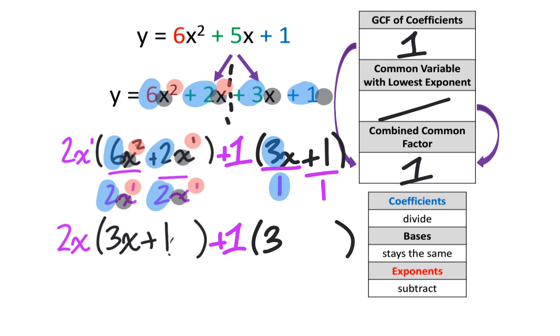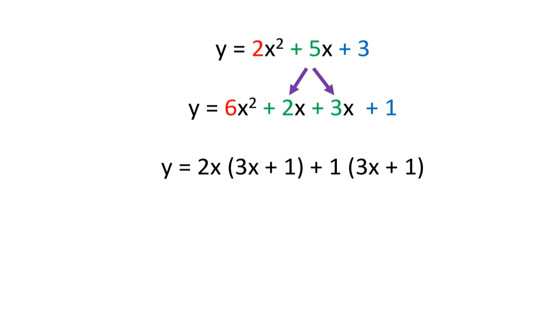Next, we want to take a look at the bases. Well, there's a base of x here, and there is no base down there. But bases stay the same, so that's just going to remain x. And last but not least, we're going to take a look at the coefficients here. So positive 1 divided by positive 1. And that is going to give you positive 1.